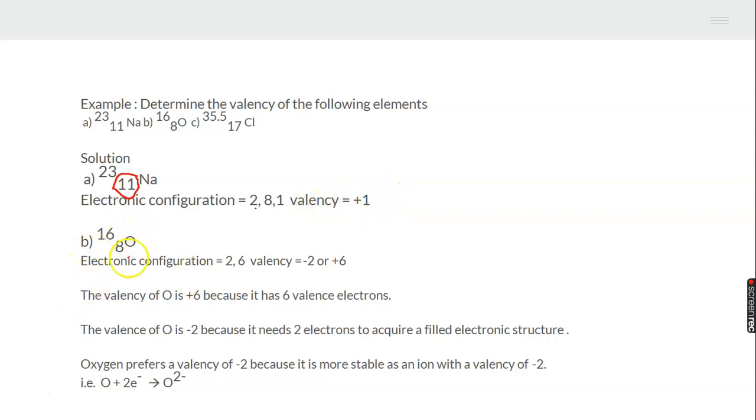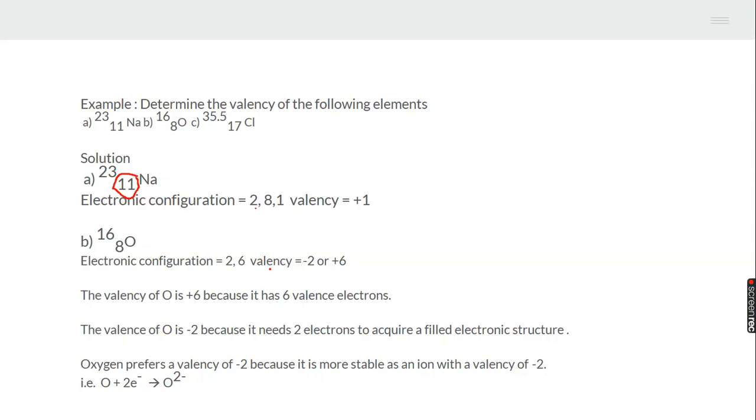Same thing if you look at oxygen, we have the electronic configuration. You know, the atomic number is 8. The subscript here is 8, so you have to distribute it into shells. This calculation of the maximum number of electrons in each shell is for another day. We're going to look at that very soon. So the distribution of oxygen is 2 and 6. So definitely it has a valency of -2.